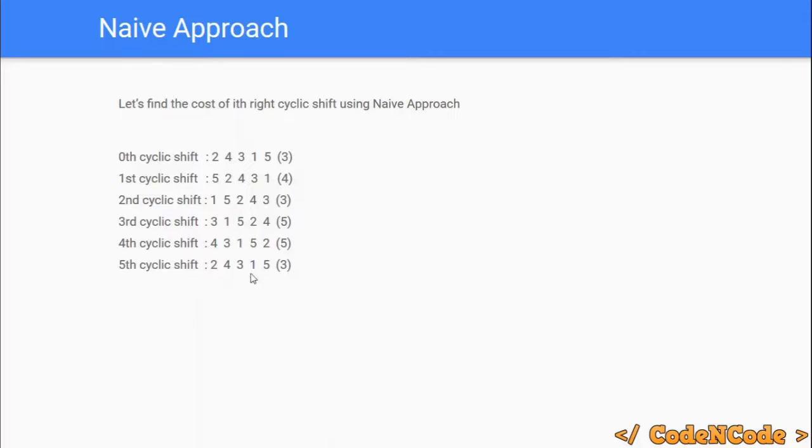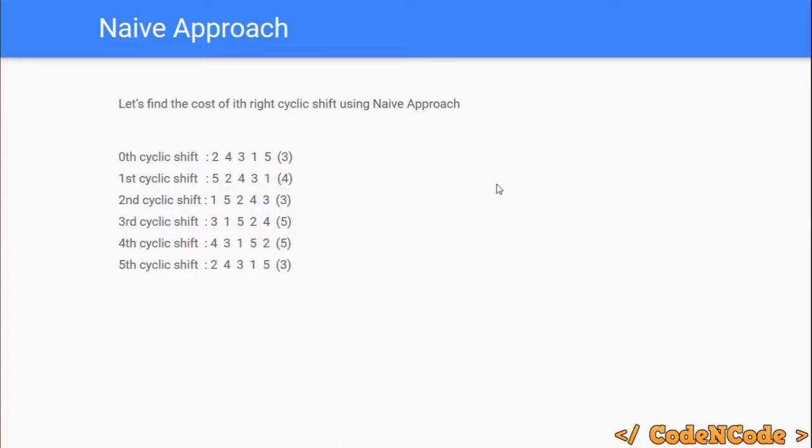I have represented the fifth cyclic shift as well, but we do not have to calculate the cost of the fifth cyclic shift because the fifth cyclic shift is actually equal to the 0 cyclic shift. So we only have to calculate for 0 to n minus 1 cyclic shift. Now we have to find the minimum cost, right? So the minimum cost we can achieve is 3, either by 0 cyclic shift or by second cyclic shift.